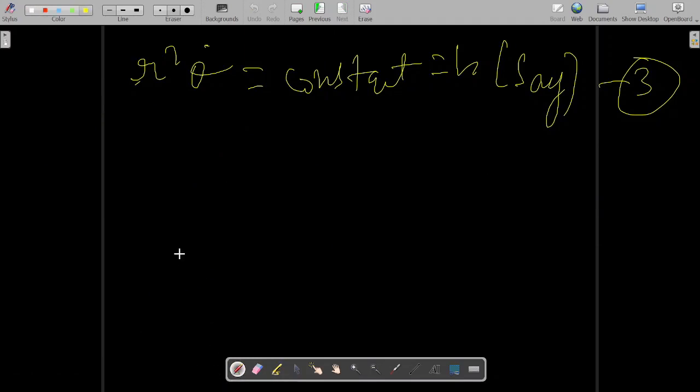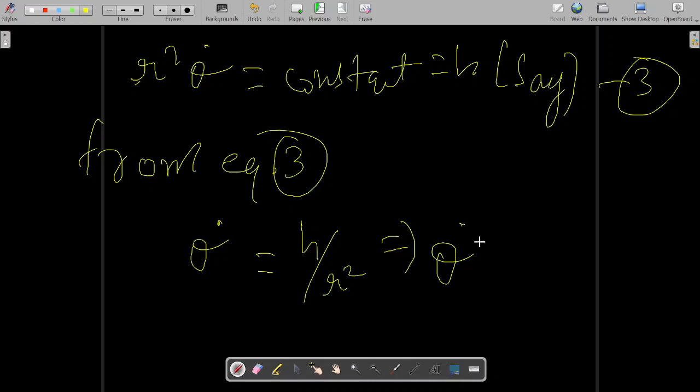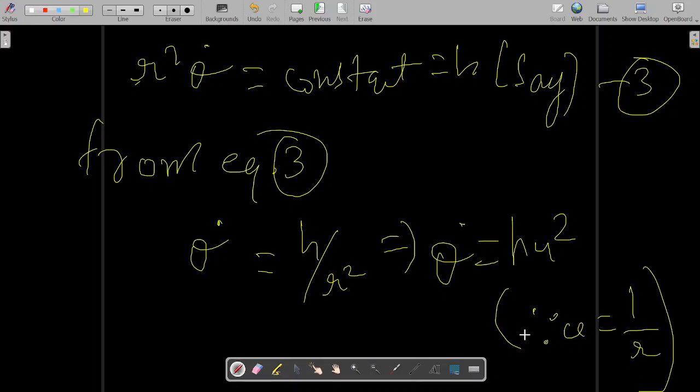From equation 3, which we have written above, you get theta dot as h by r square, and 1 by r square is equal to u square, right? So your theta dot becomes h u square. Why? Because u is defined as 1 over r. This is, suppose, your equation number 4.